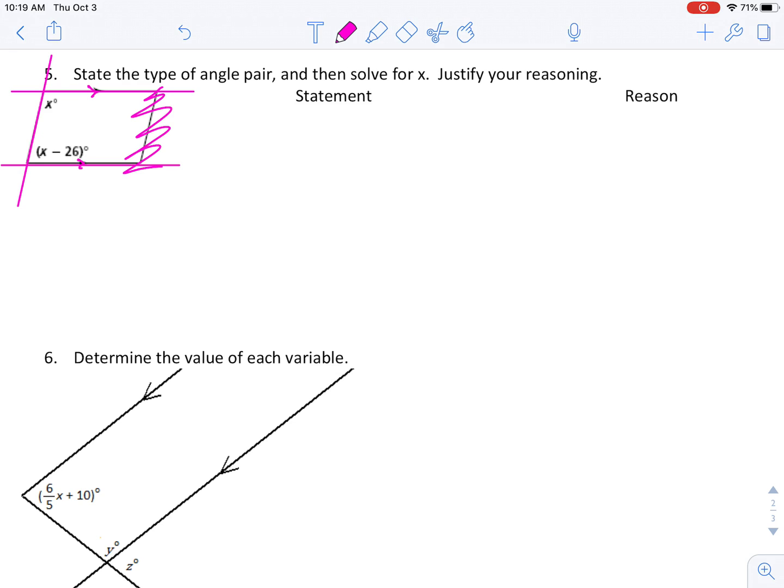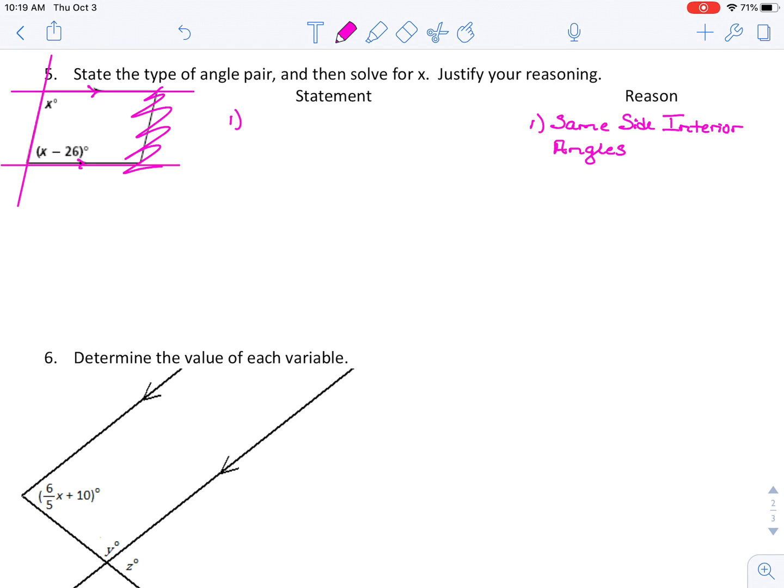It's not useful. You'll notice that these are on the same side of the transversal I drew. They're inside the 2 parallel lines that were given to us. Therefore, we have same side interior angles. And we know that the measure of same side interior angles are going to be supplementary.